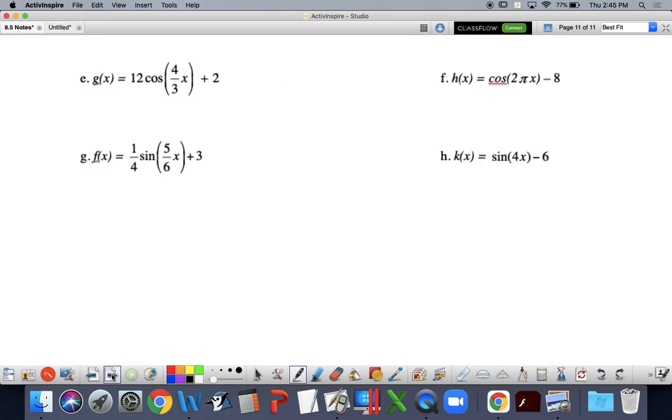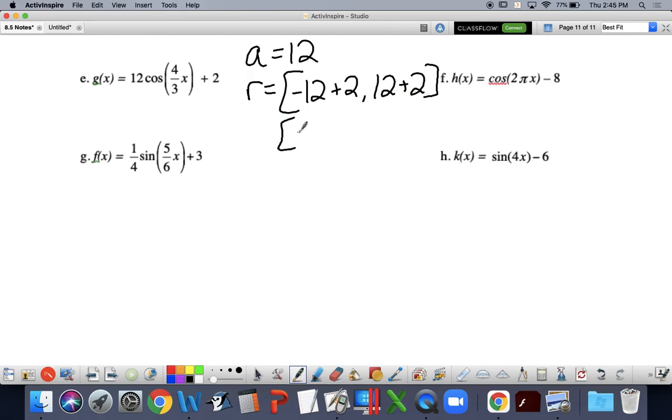Couple more examples. Let's keep going down this column. Letter E, then we'll do letter G. What's my amplitude? 12. It's always the number out in front. Now my range, I've got to take into account this +2 at the end here. So I'm going to go from -12 + 2 up to +12 + 2. And you can definitely do that calculation in your head: -10 up to +14.